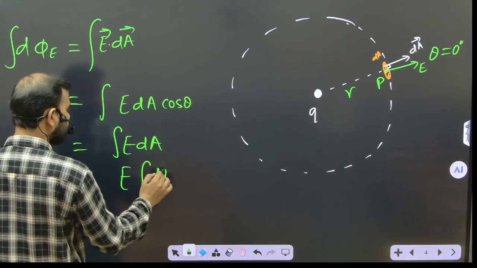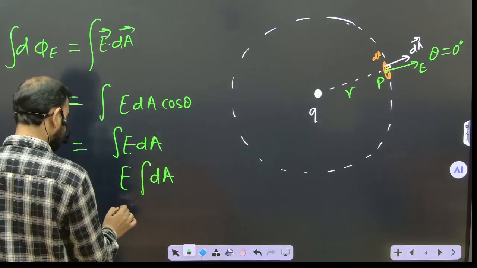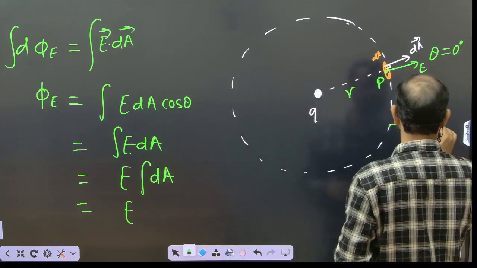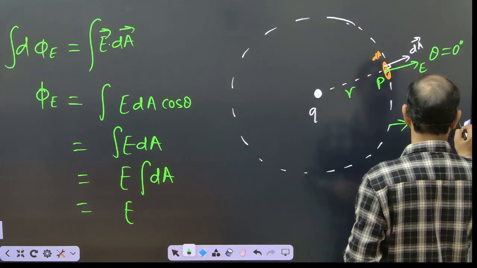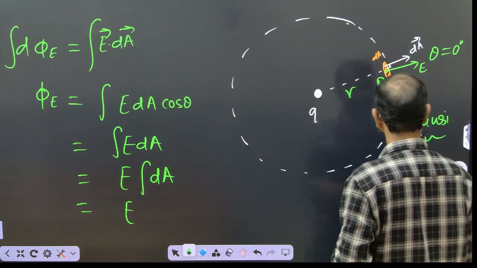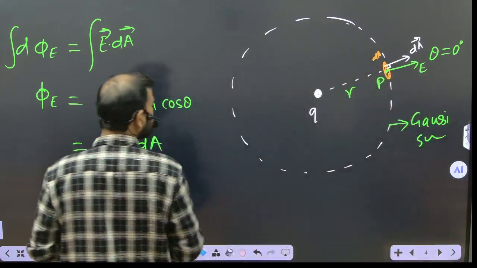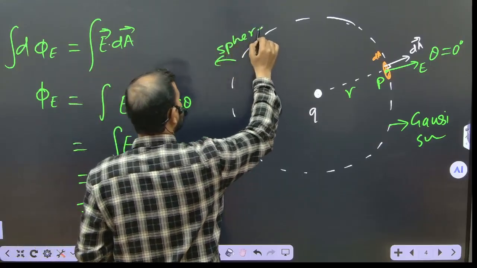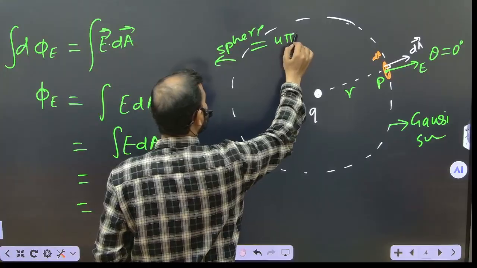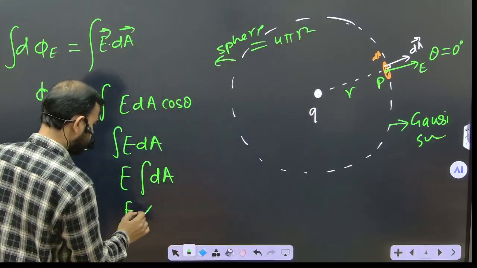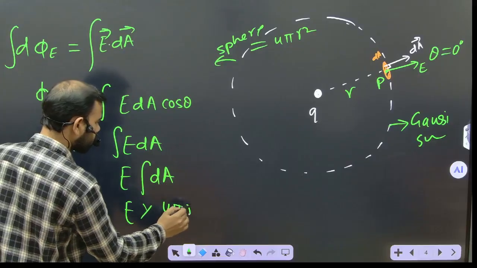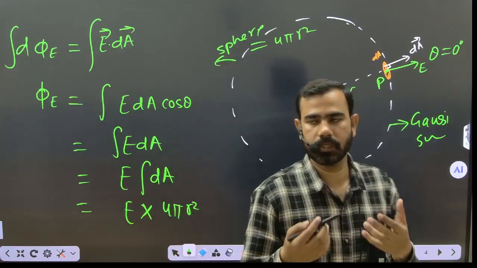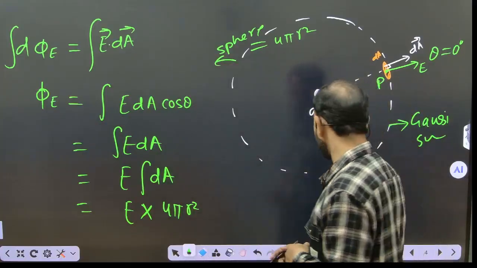And what is the integration of this? This is the sphere, actually a Gaussian surface. That is a sphere, and the area of a sphere is just 4 pi r square. So we put here 4 pi r square, because the integration means the total value of anything. If we integrate something, then we take the total value.